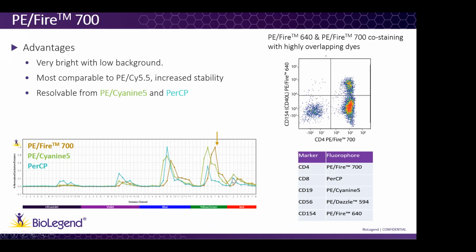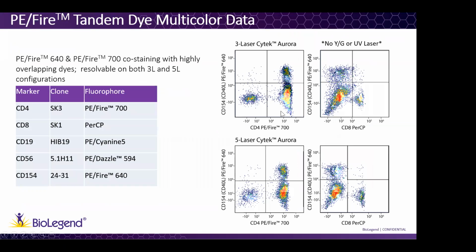And here we could ask, okay, if we have a 5 laser instrument, it's easier to unmix because you have this full profile between all of these dyes. But what if you have a 3 laser instrument? Can you still unmix these dyes? And the answer is yes. So here we have a staining with CD4 on PE Fire 700, and then here we have CD154 with PE Fire 640, on a 3 laser Aurora. So you can still resolve all these populations really nicely. It's not much different from what you would see with a 5 laser instrument. And here also the PerCP and PE Fire 640 without the yellow-green laser.